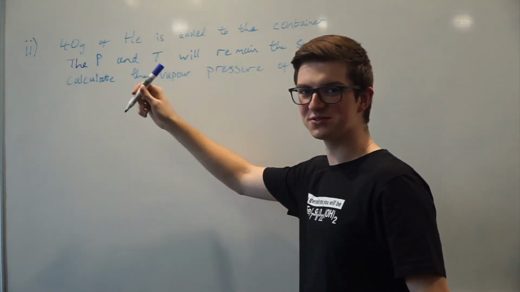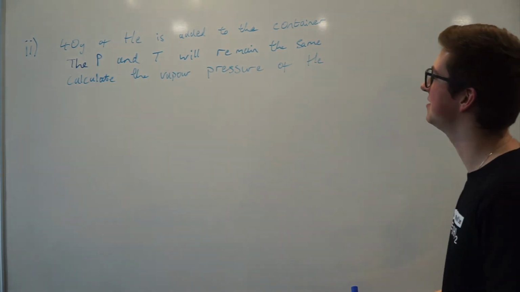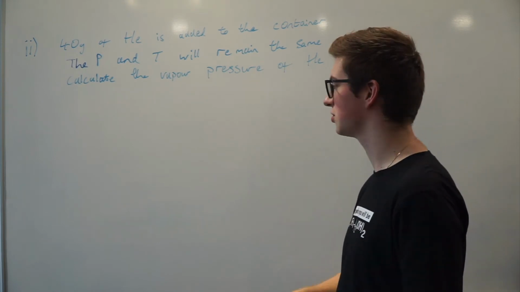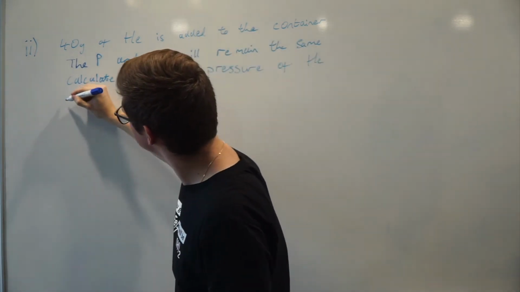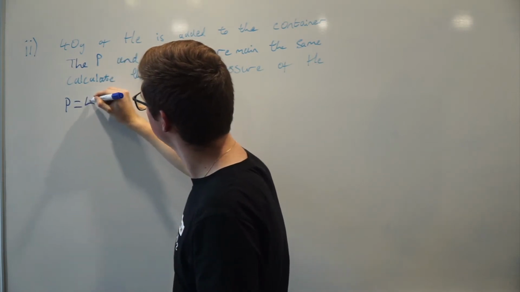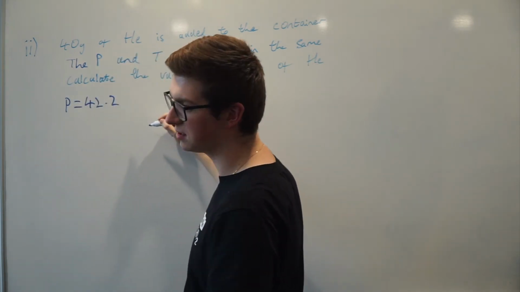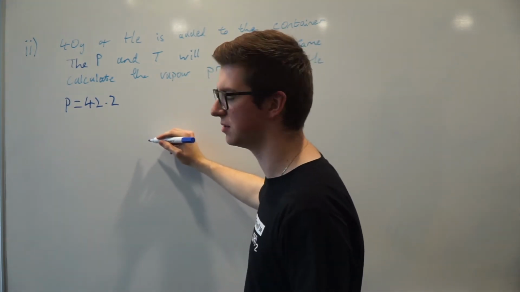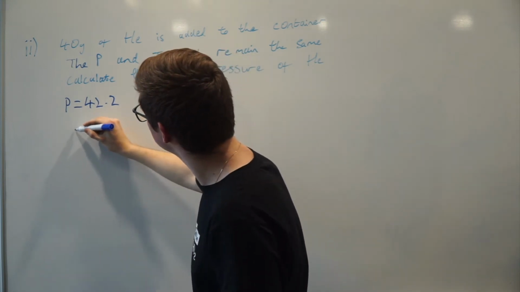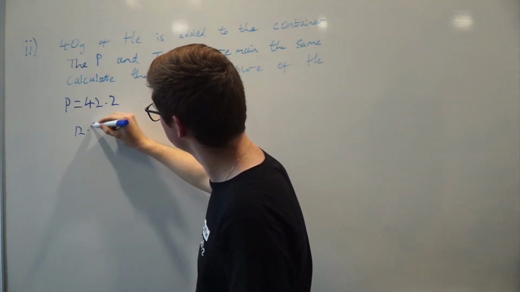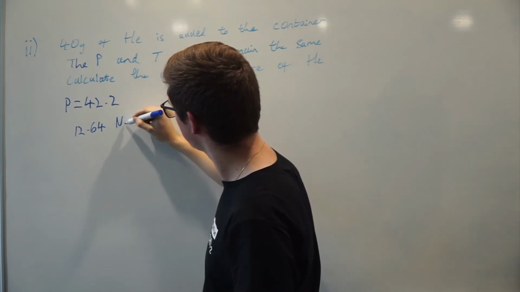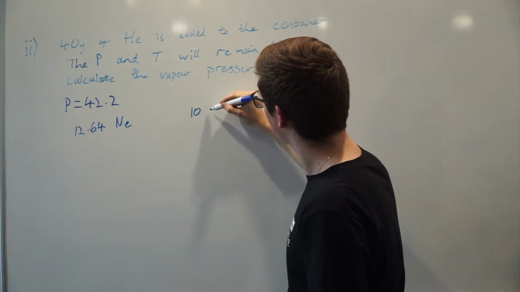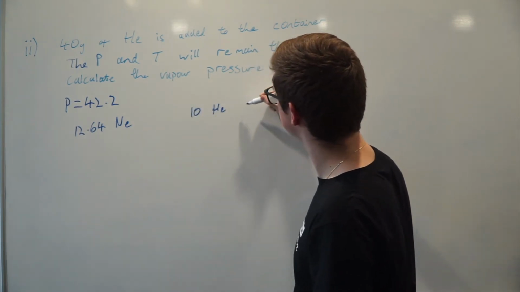Alright, 40 grams of helium is added to the container. The pressure and temperature will remain the same, and we're going to calculate the partial pressure of helium. So the pressure of the system, as calculated before, will be 42.2. We're using the ideal gas equation, as that is easier. Now the number of moles of neon will be 12.64 as calculated previously. The number of moles of helium that will be added is 10.